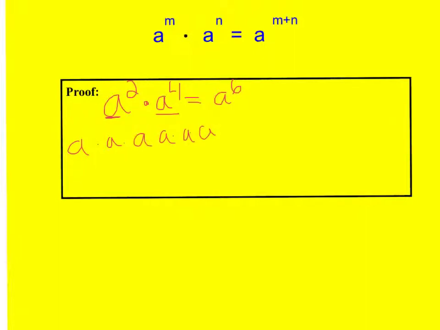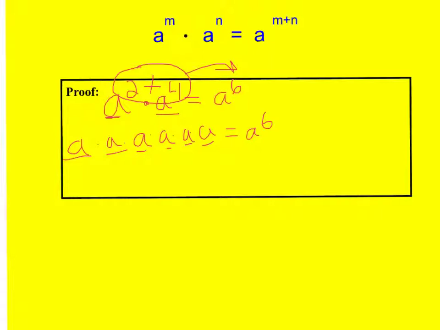Well, how many total a's do I have? 1, 2, 3, 4, 5, 6. So, this equals a to the 6th power. What I could have done is just gone like this. What's 4 plus 2? 4 plus 2 is 6. That's what we're doing. That's the shortcut.